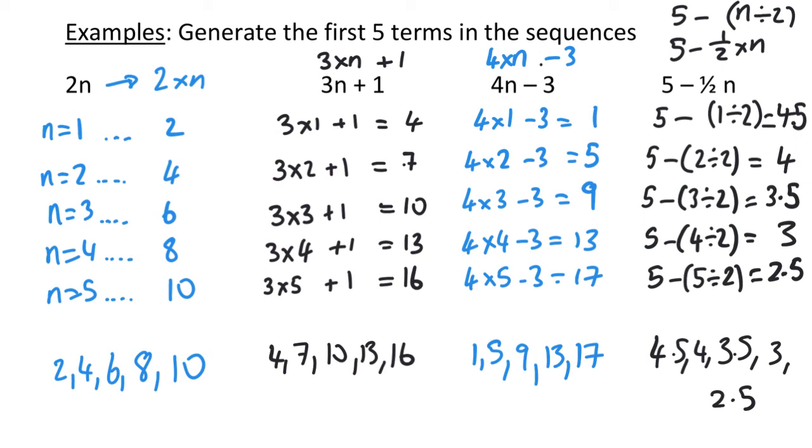Now the same would have been true, we would have generated the same sequence had we done a half times n. So a half of 1 is a half, so 5 take away a half is 4.5. A half times 2 is 1, a half times 3 is 1.5, a half times 4 is 2, so we're still taking away the same thing. But a half of something written as divided by 2 makes life a little bit more straightforward.